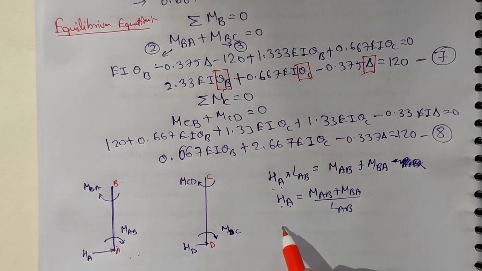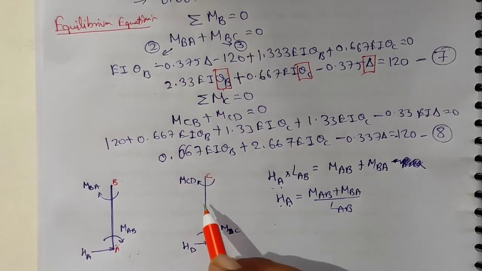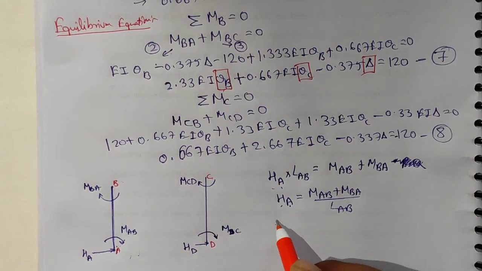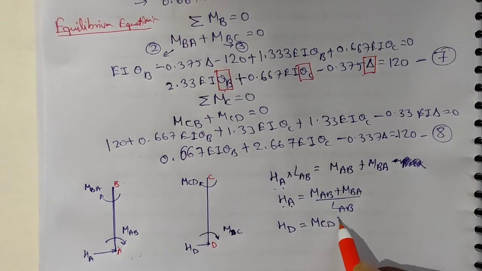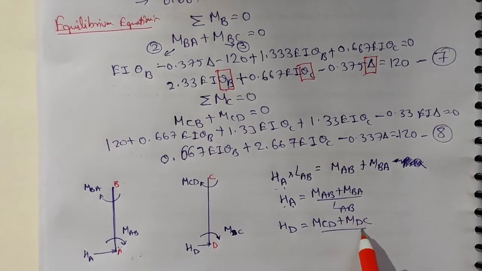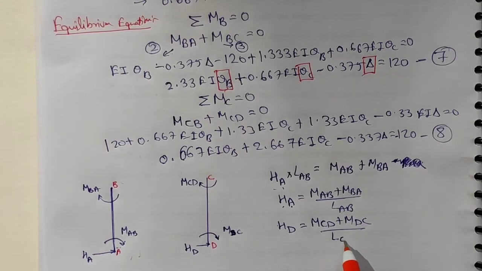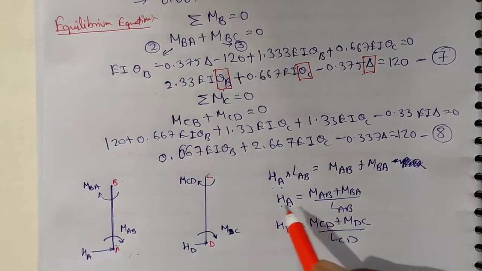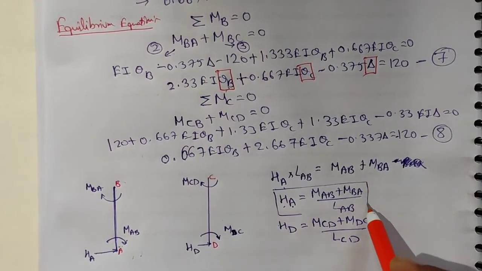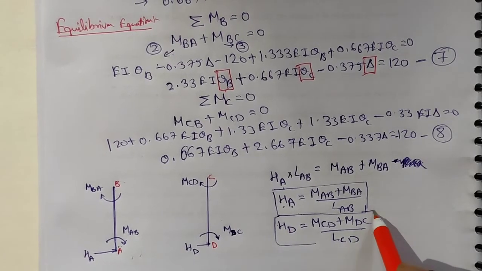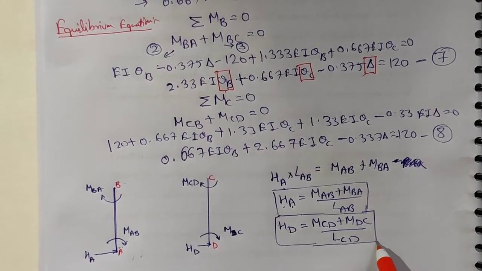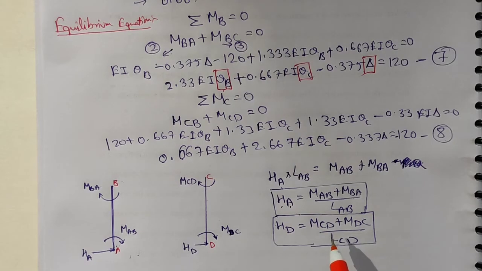Similarly, we can also write an equation for this member CD, that is HD, the horizontal force acting at the support D, equals to MCD plus MDC upon LCD. These both equations will help me to find another equilibrium equation which will help me to find the value of del, theta B and theta C.